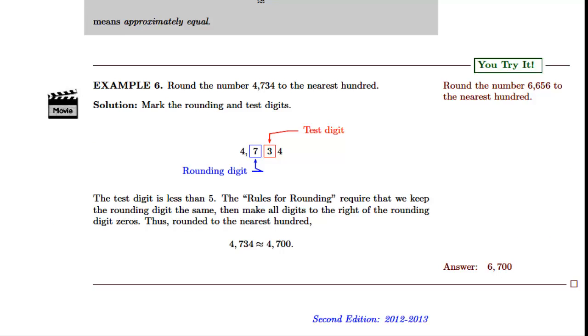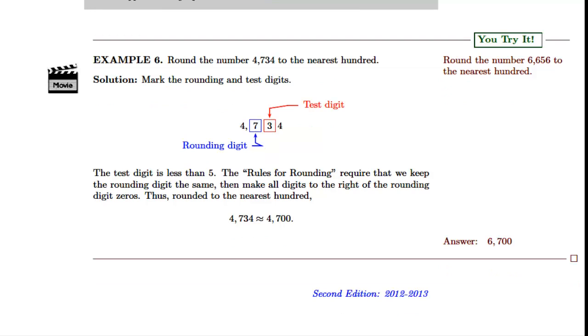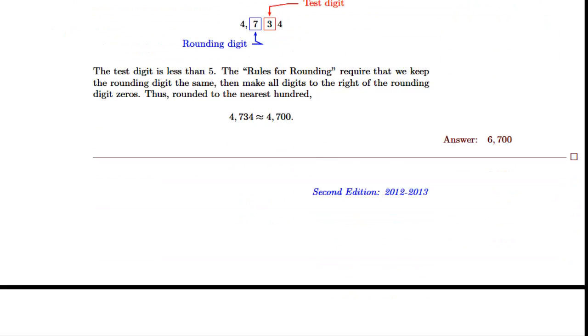Example 6. Round the number 4,734 to the nearest 100. Solution. Mark the rounding and test digits. The test digit is less than 5. The rules for rounding require that we keep the rounding digit the same, then make all digits to the right of the rounding digit zeros. Thus, rounded to the nearest 100, 4,734 approximately equals 4,700.